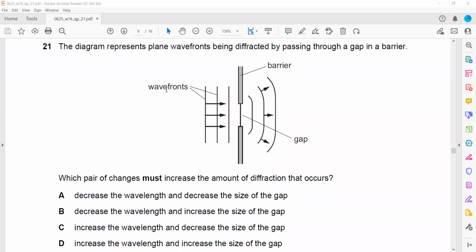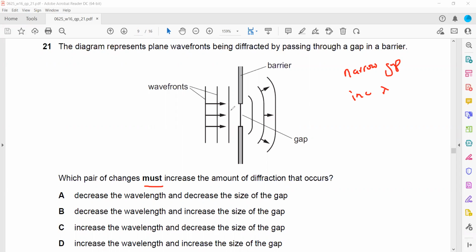The diagram shows plane wavefronts which are diffracted. Diffraction means the property of a wave to spread out when passing through a gap. Which pair of changes must increase the amount of diffraction? If we want to increase the diffraction, we should narrow the gap and we should increase the wavelength. Longer wavelengths diffract more than shorter wavelengths.